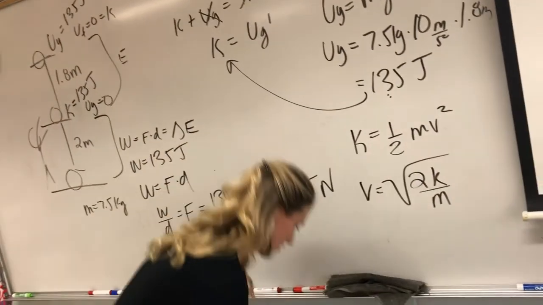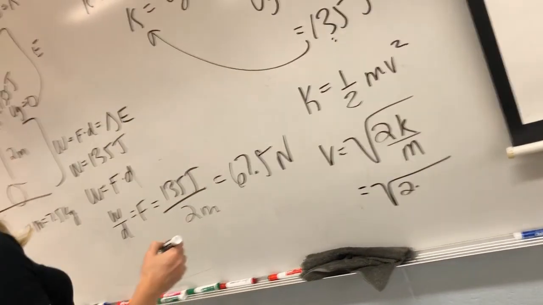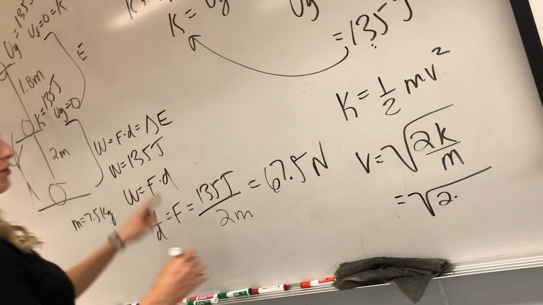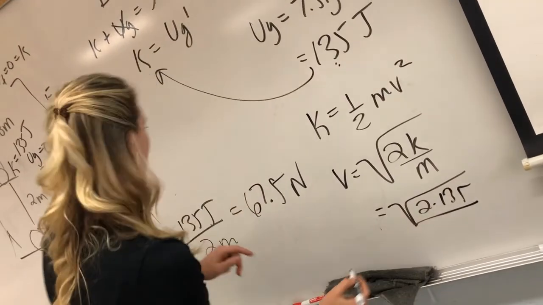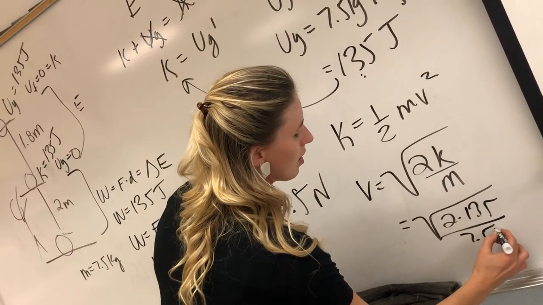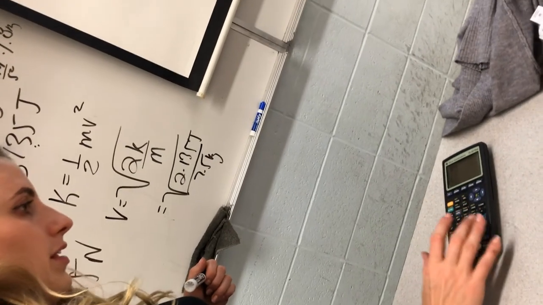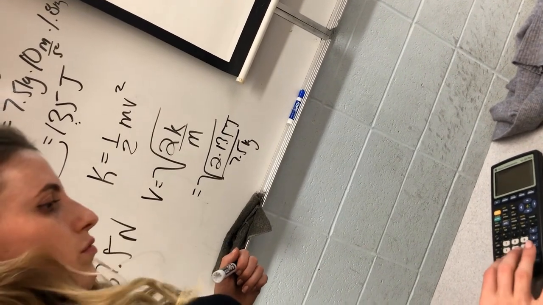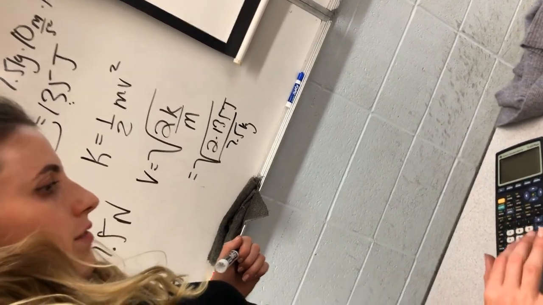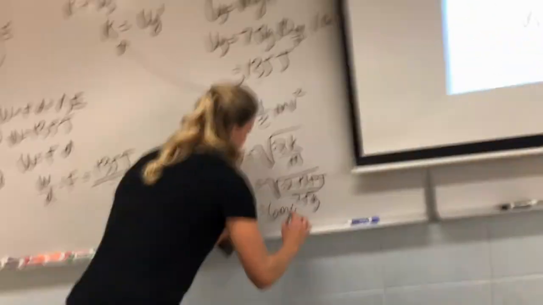Yes. So 2 times my kinetic energy, my energy is 135 joules, divided by my mass, which is 7.5 kilograms. Let's go ahead and do this. The square root of 2 times 135 divided by 7.5 gets me, look at that, 6 meters per second. What a beautiful number.